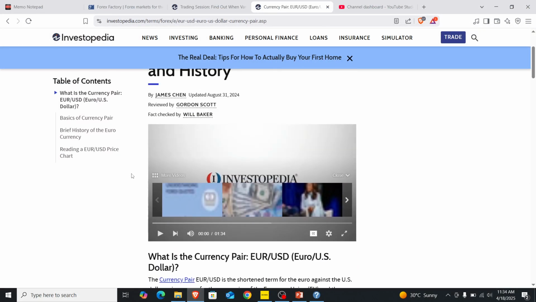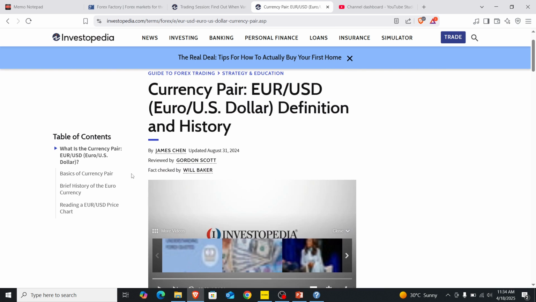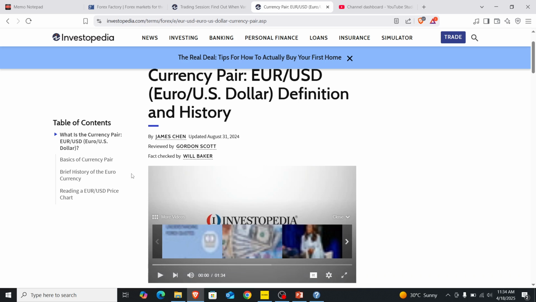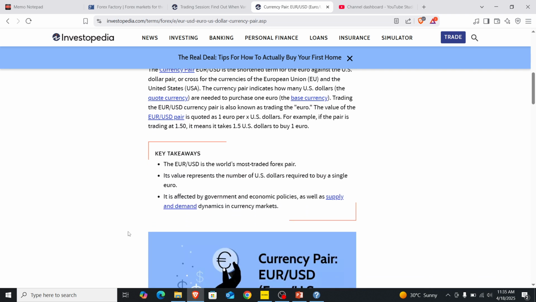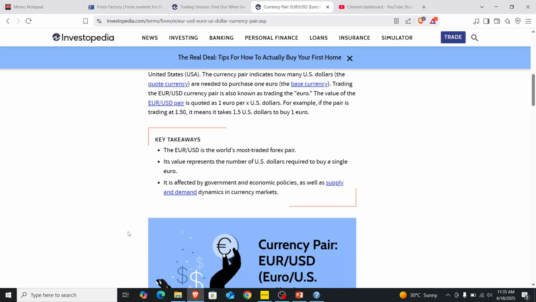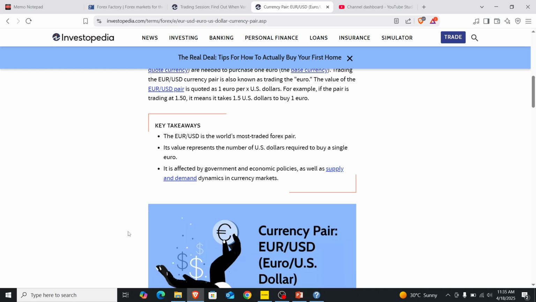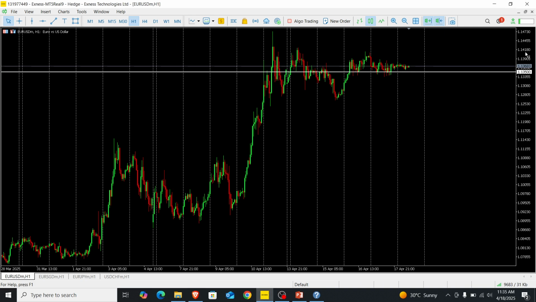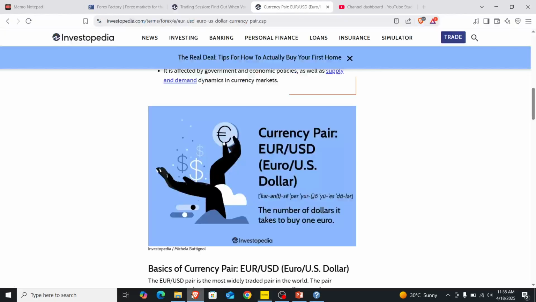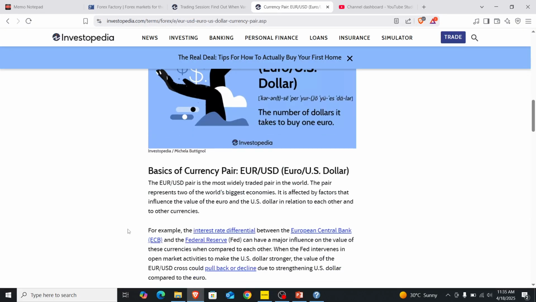So here is a page on Investopedia, and it gives you a basic definition of Euro USD. You can go ahead and watch this video for more context. But the key takeaway is Euro USD is one of the most traded currency pairs in the world. Also, it's affected by government policies, supply and demand, and so forth. So when you see Euro USD, it's the number of dollars it takes to buy 1 euro. What this simply means is the price you see here is the amount of dollars it will take you to buy 1 euro. Okay, so with that said, this is the basics of the currency.